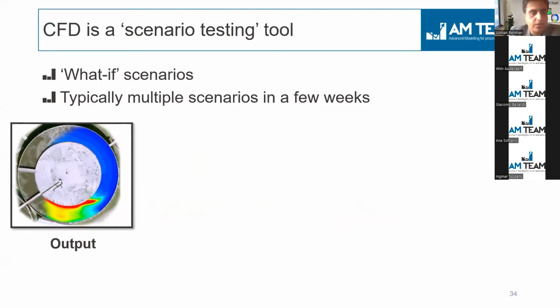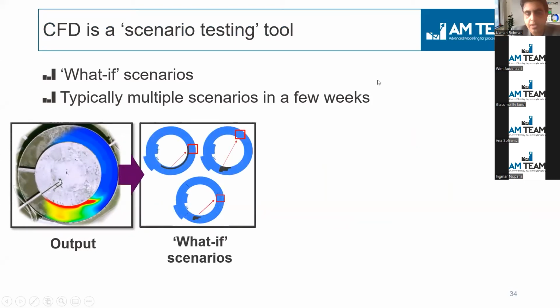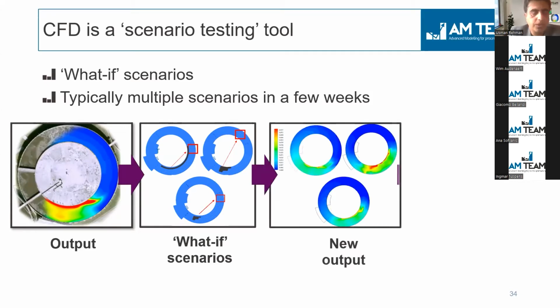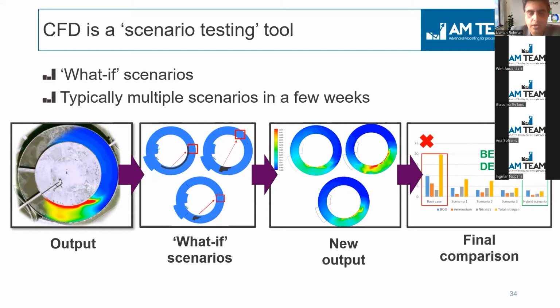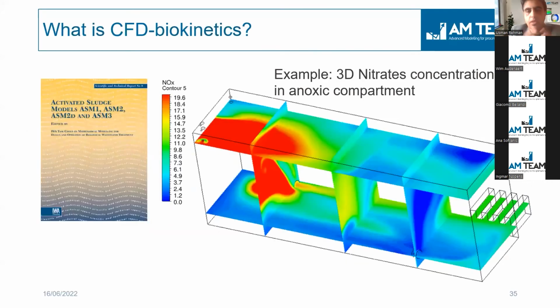But the real power of such a tool comes when you run different scenarios, what-if scenarios, which is very important given we want to figure out what is the best mitigation strategy for N2O. And you can run multiple scenarios. For example, you can change your aerator configuration and see what happens. So you get a new output, and you can compare it, and you can make an assessment of which is the better design amongst all the what-if scenarios. So this is a basic understanding of how CFD works.